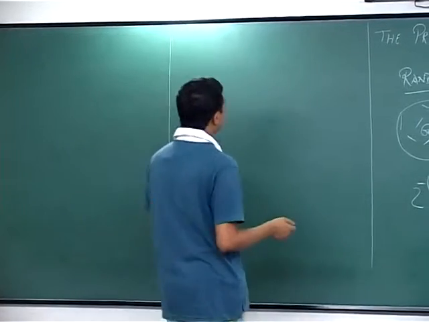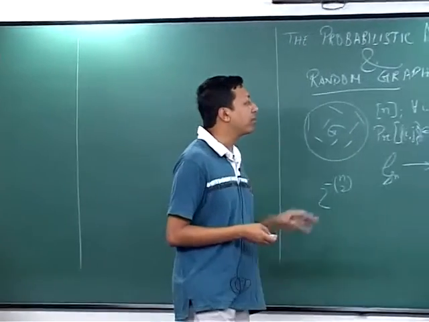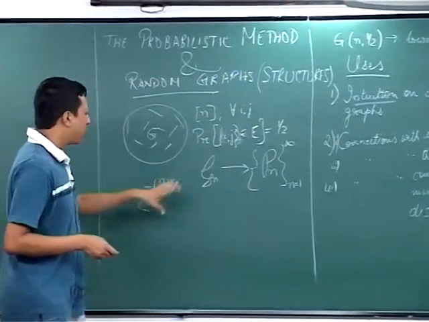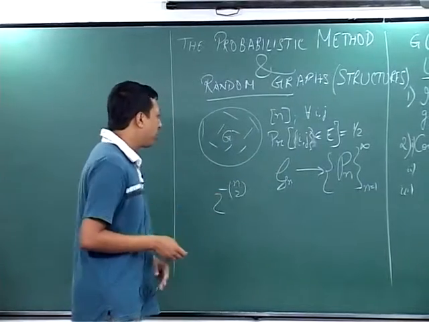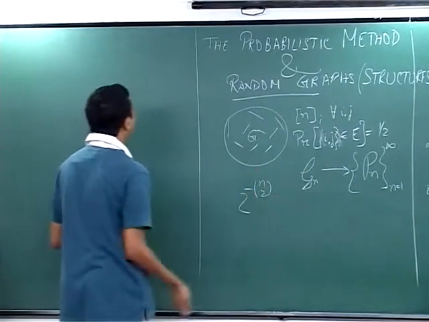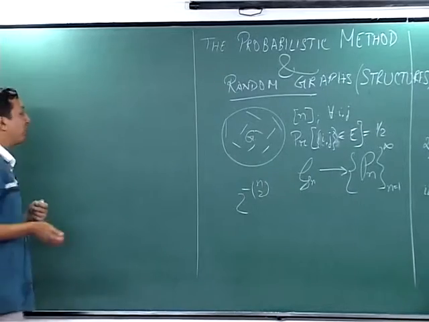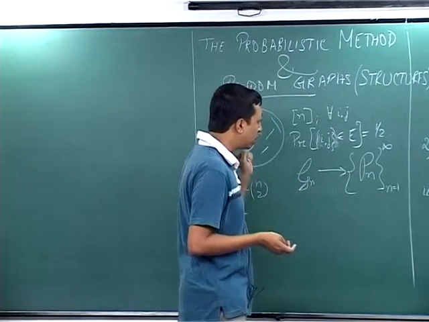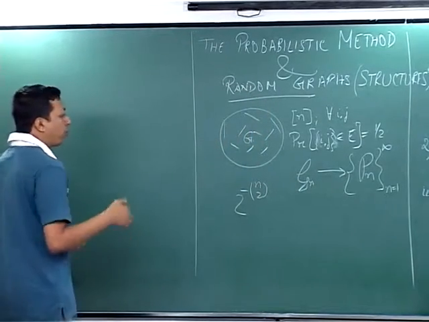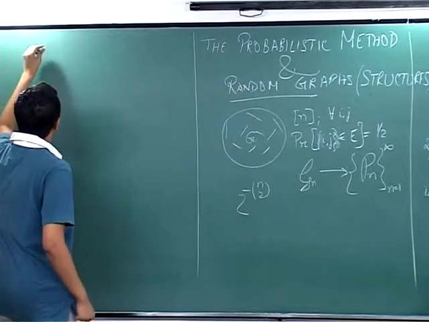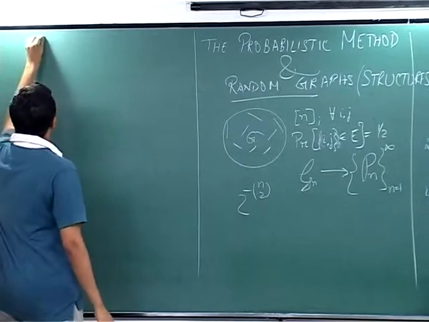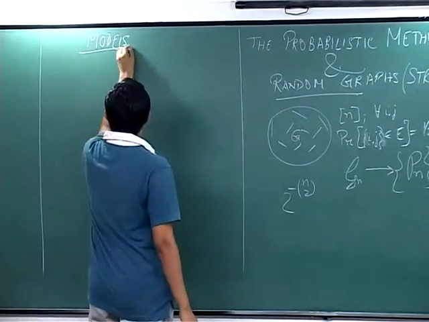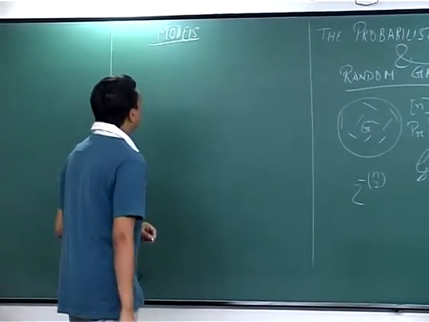I have talked a lot about random graphs, but other than this small example of G(n, 1/2), I have not described much about random graph models. So how do you begin to analyze random graphs? Of course, it's a probability distribution on the set of all graphs, but what kind of probability distributions are you looking at? So there are different models of random graphs.